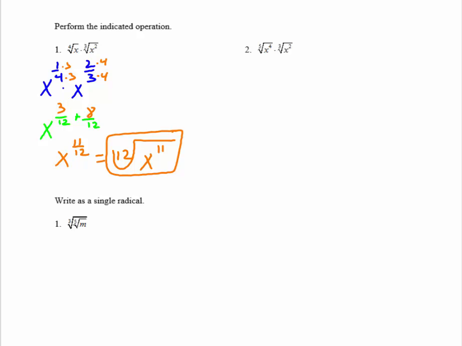Number 2, we have the 5th root of x to the 4th times the cubed root of x squared. Again, we're stuck in this form because we can't multiply without the same index. So let's put it into rational exponents. This would be x to the 4/5 times x to the 2/3. Now with rational exponents, we can use exponent rules that says when we're multiplying, we add powers. So x to the 4/5 plus 2/3. So therefore, we'll need to find a common denominator.